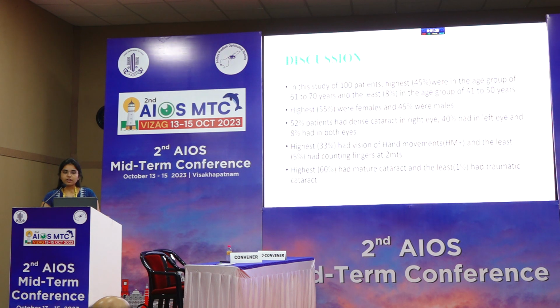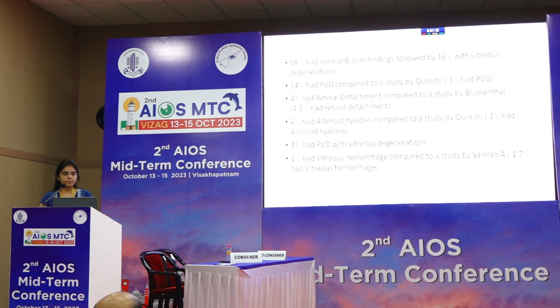Discussion: in this study of 100 patients, the highest were in the age group of 61 to 70 years and the least in the age group of 41 to 50 years. Most of them were females, and 52% had dense cataract in the right eye, 40% in the left eye, and 8 had it in both eyes. The highest percentage had vision of hand movements and the least had counting fingers at 2 meters. Highest had the mature cataract and least was a traumatic cataract.